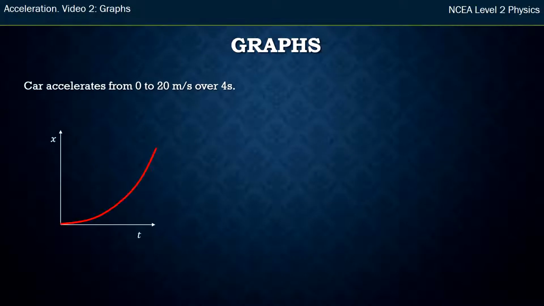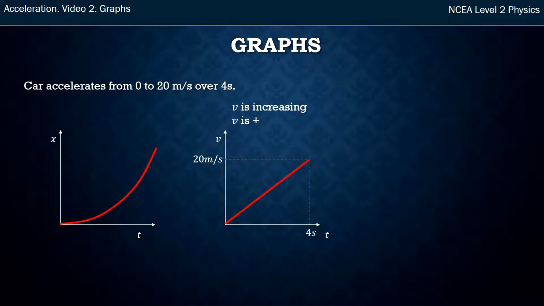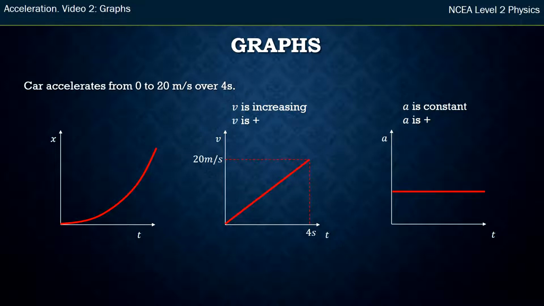Okay, so let's draw the graphs here. The first one's the position time graph. Because the object's accelerating, in the position time graph you get a line that gets steeper and steeper every second. For the velocity time graph, we know the velocity is increasing and it's positive, so I need a line that starts at 0 and gets bigger and bigger towards 20 meters a second. I can put some numbers on this graph because I know the numbers from the question. That's going to be helpful soon. The acceleration is constant, so whatever value it is, it doesn't change. So that's going to look like a horizontal line on the graph. It's also positive. That's what the acceleration time graph looks like.